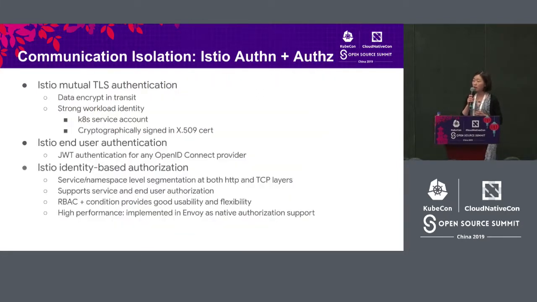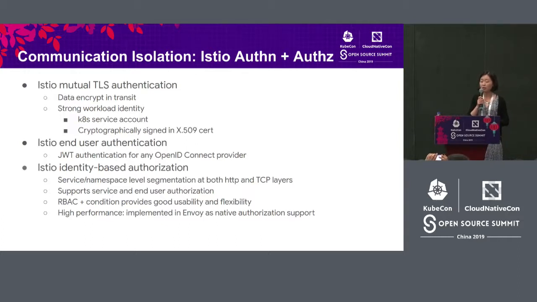We can use Istio authentication and authorization features to secure and isolate tenants' communication. Istio provides mutual TLS for transport authentication. Data is encrypted in transit. Istio provides a strong workload identity in the form of a Kubernetes service account. Each workload is assigned a cryptographically signed certificate, an X.509 certificate, for the identity. And Istio is responsible for key and certificate management and distribution.